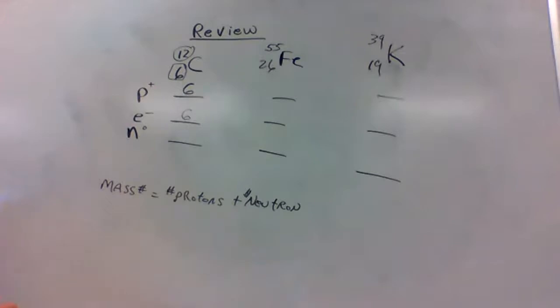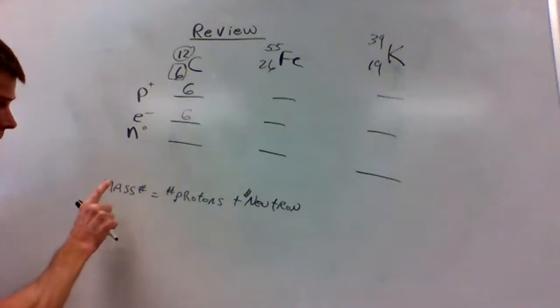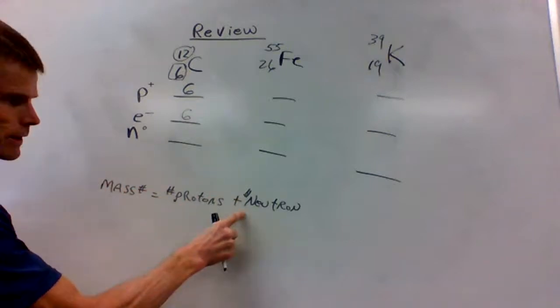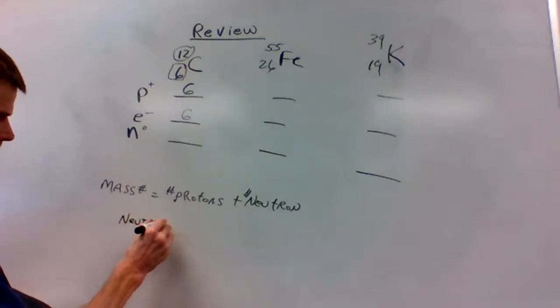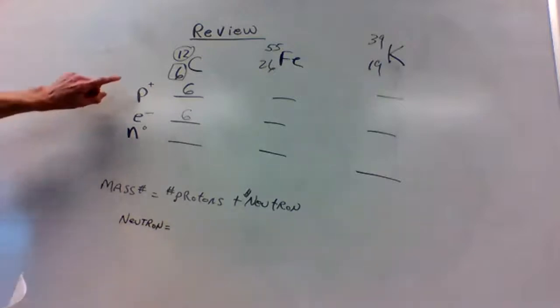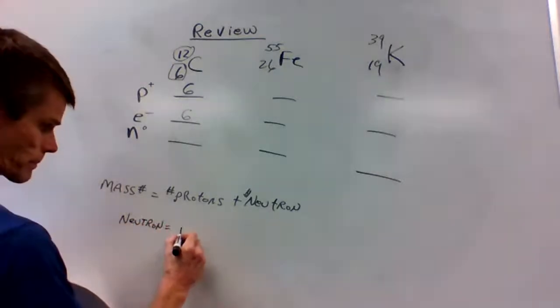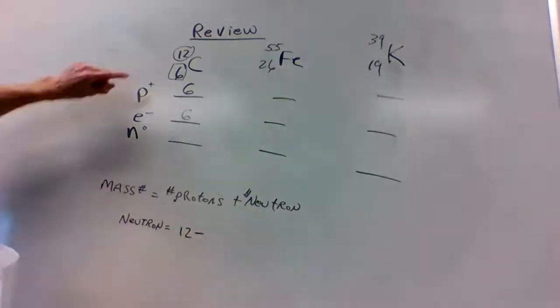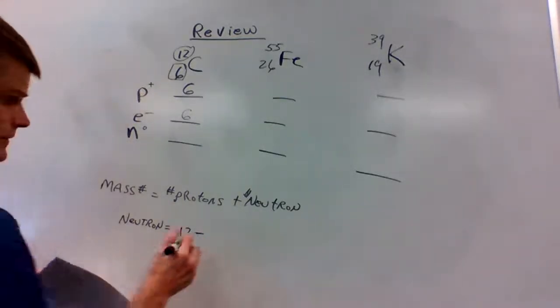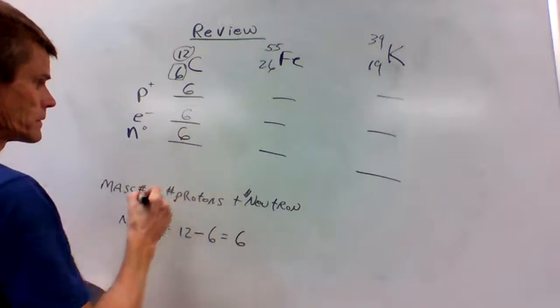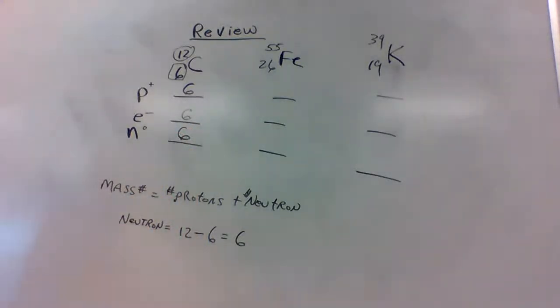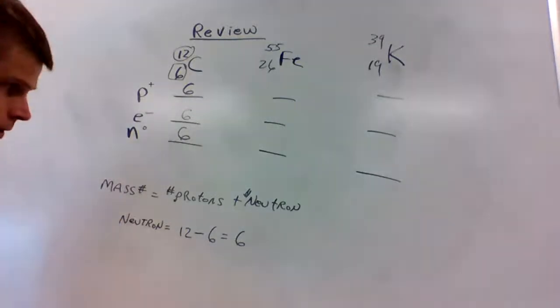How many neutrons do we have? Well, the number of neutrons, remember our definition of the mass number, it's the number of protons plus the number of neutrons. The number of neutrons is equal to the mass number, 12, minus the atomic number, the number of protons, 6. So that's what we get for our carbon-12 atom. 6 protons, 6 electrons, 6 neutrons.